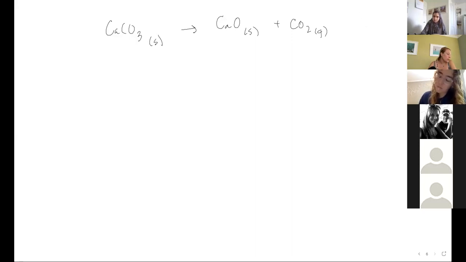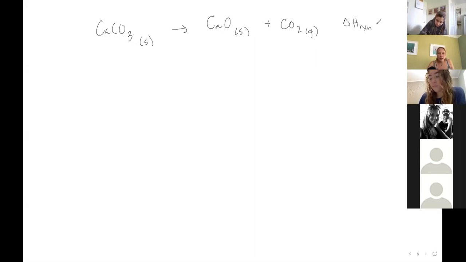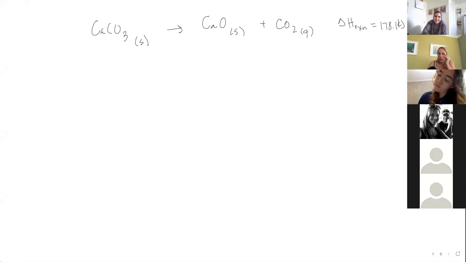So the standard enthalpy change for the reaction of this equation is 178.1 kilojoules. So endothermic or exothermic? Endothermic? Yep, endothermic. So it is absorbing heat.